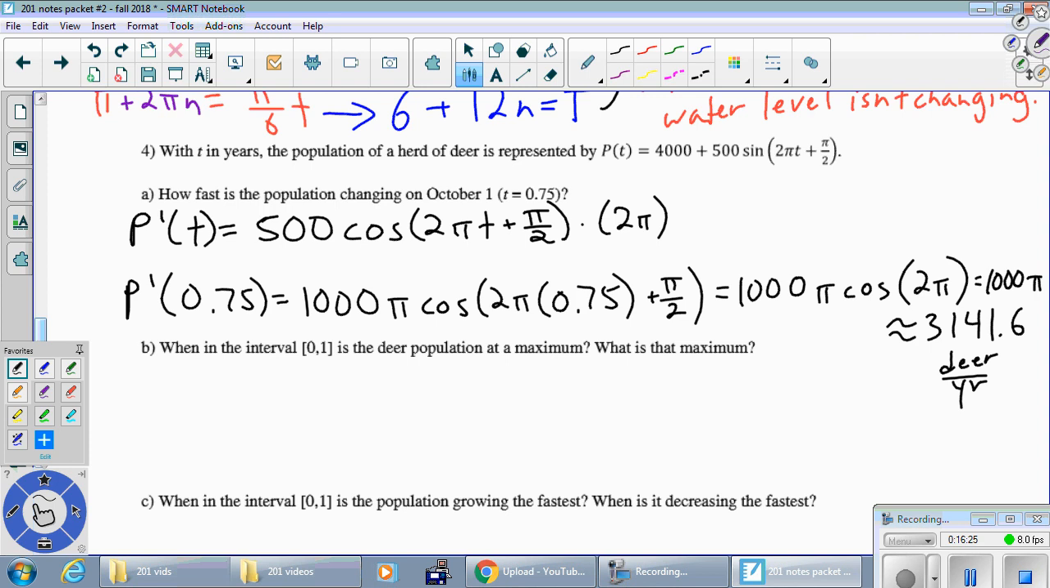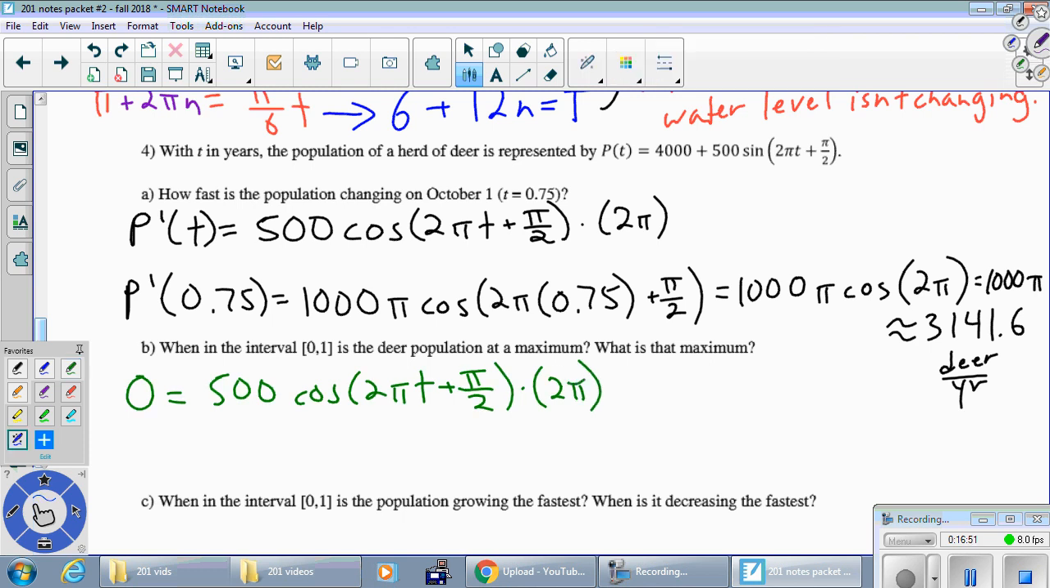Okay, when in the interval 0, 1 is the deer population at a max, and what is that max? Okay, so to find the maximum, I guess we need to take the derivative and set it equal to 0. So 0 equals 500 cosine of 2 pi t plus pi over 2 times the 2 pi. Again, first step here is to get cosine by itself. So we divide both sides by 500, divide both sides by 2 pi. 0 laughs at both of those things.